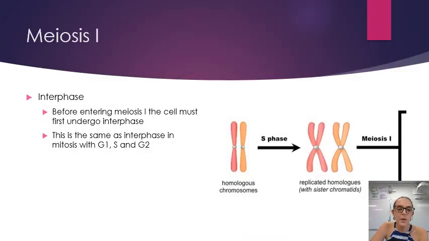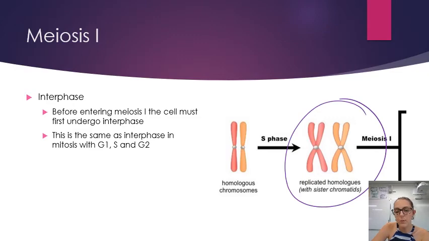So let's start with meiosis 1, having a look at interphase. So remember, before entering meiosis, the cell has to undergo interphase, just like we saw with mitosis. And it's the same where it has gap 1, S, and gap 2 stages. Our chromosomes have duplicated, so we have our full set of 46 chromosomes, half from our mum, half from our dad, existing in these full duplicated states.